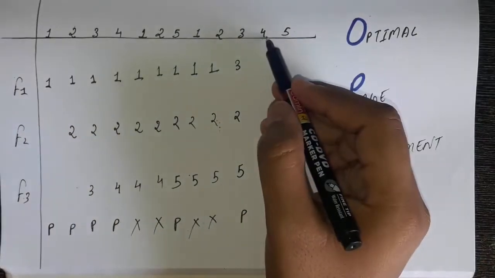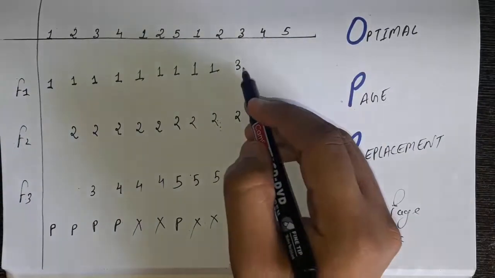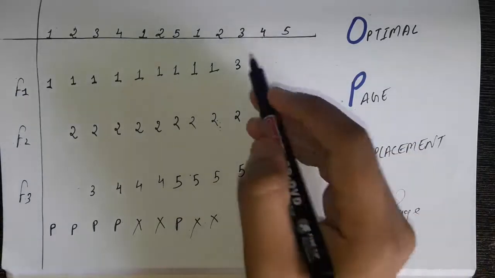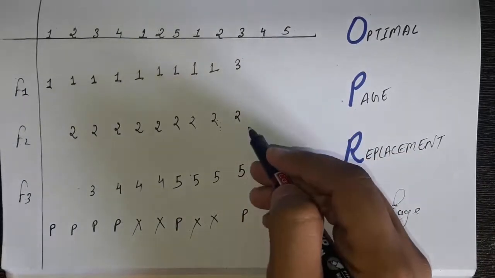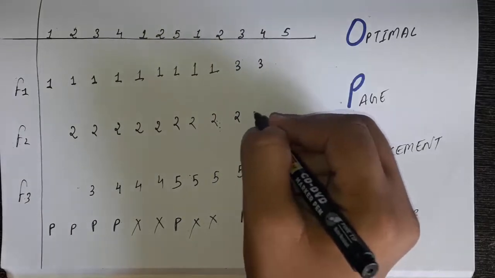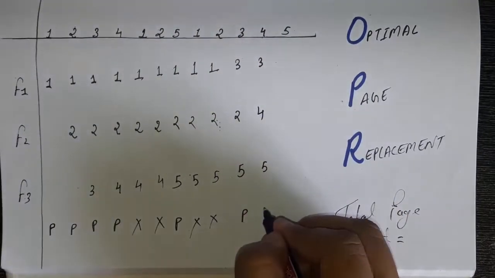And now you can see 4. We are not going to use this 3 and 2, but because we just replaced the 3, we can now replace the 2. So write 3, and instead of 2 write 4 and 5 and a P.